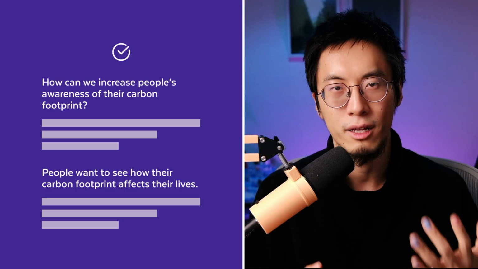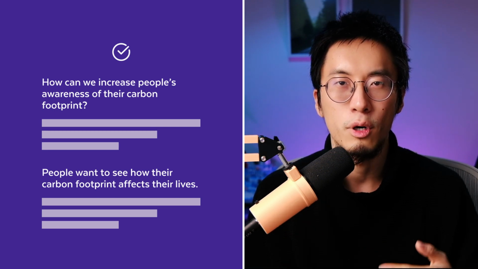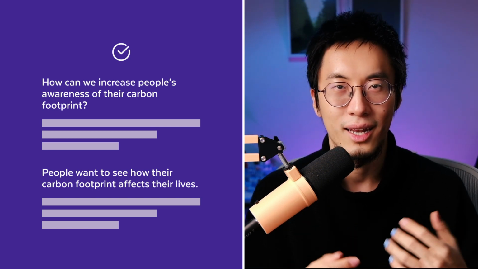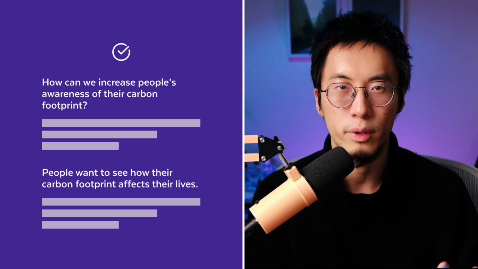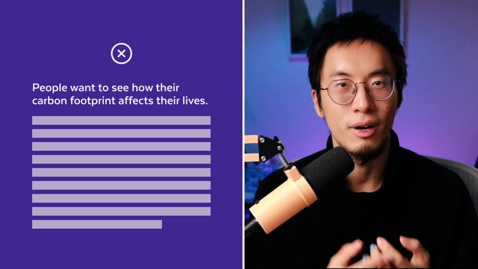Besides, a hiring manager might look through hundreds of portfolios for one position. If every portfolio looks the same, it's hard for you to stand out. Instead, you can take this opportunity to communicate the main point of the section. Instead of saying problem space, tell people what the problem is in one sentence, like how can we increase people's awareness of their carbon footprint? So when people skim through your portfolio, they can understand what you want to say without reading every paragraph. Now you have a good title or headline.